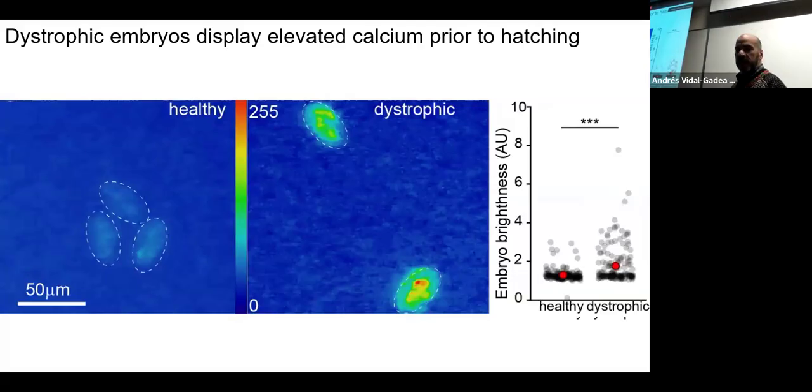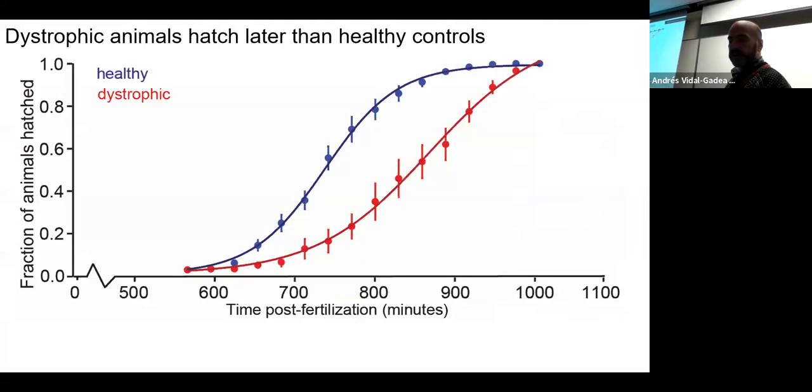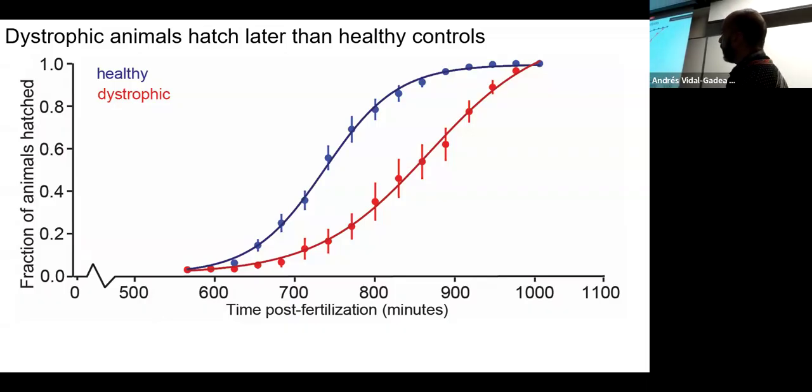Okay, so maybe they are higher in calcium. There could be many reasons for this, right? Maybe they are moving more, maybe they are older, they're developmentally more advanced or something, they're born later. And so we wanted to investigate this, right? And so we looked at the hatching patterns in these animals, and what we found is that the dystrophic animals actually do hatch a lot later compared to healthy animals, right? Like these are synchronized here, and they end up hatching a lot later.